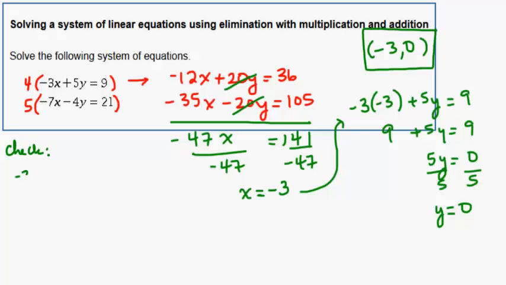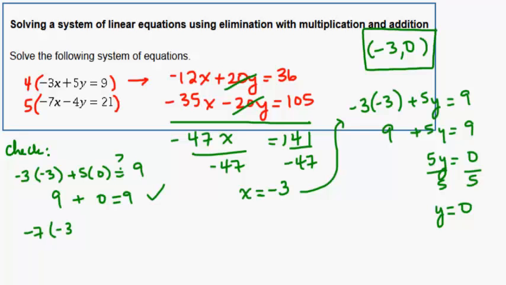So I'm going to substitute into the first equation, plus 5 times 0, and we want to know, does that give me 9? Negative 3 times 3 is 9, 5 times 0 is 0, and it does indeed give me 9. Substitute into the second equation, negative 7 times negative 3 minus 4 times 0. We want to know, does this give me 21? Negative 7 times negative 3 is indeed a positive 21 minus 0, which does indeed give me 21.